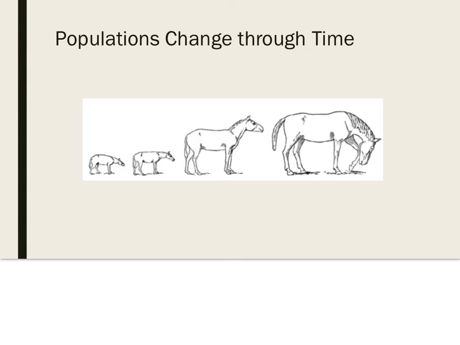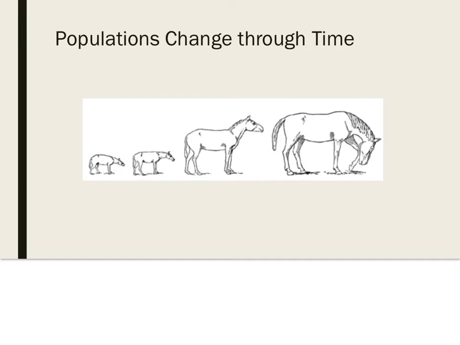All right, variations exist in every population. When variations help an organism survive, more organisms with those variations are likely to be produced. So, this causes the characteristics of a species to change over time. When variations hinder an organism's ability to survive, fewer organisms with those variations are likely to be produced, which may lead to extinction.